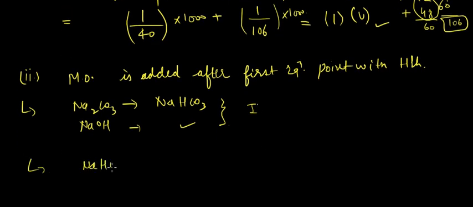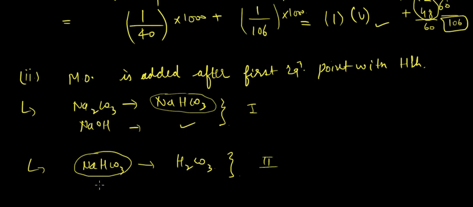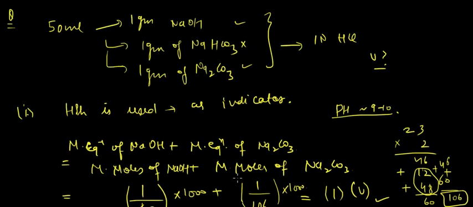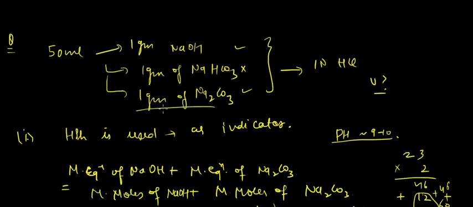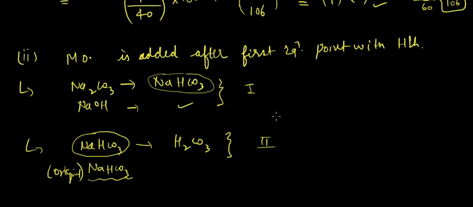At the second equilibrium point, the NaHCO3 which was formed in the first equilibrium point would be getting converted into H2CO3, and NaOH won't be there as it was already fully utilized at the first equilibrium point. So this was the NaHCO3 from the first equilibrium point, and we also have NaHCO3 already present in the mixture. It is the original NaHCO3, the 1 gram which is present originally here.